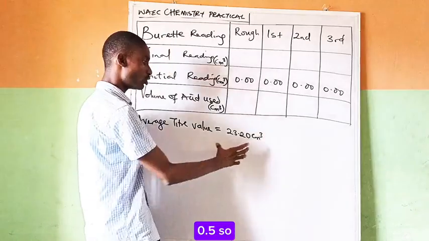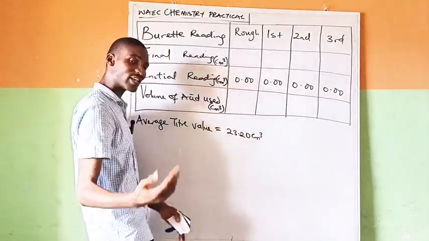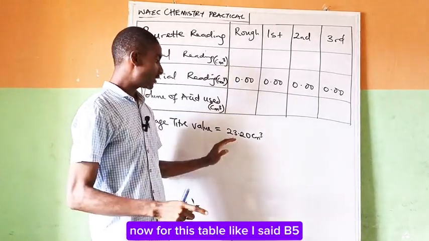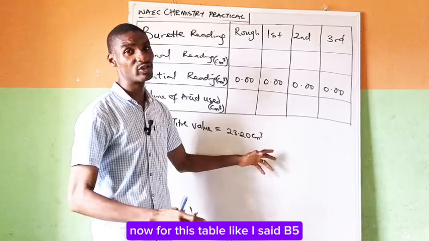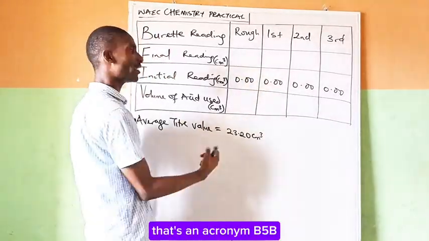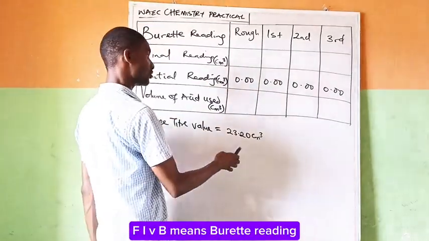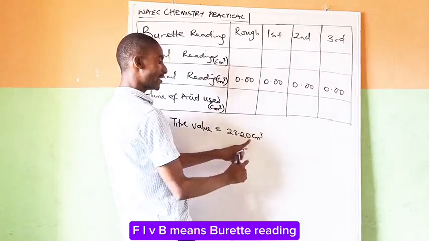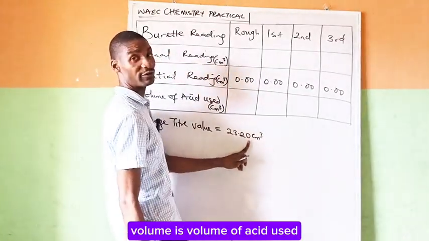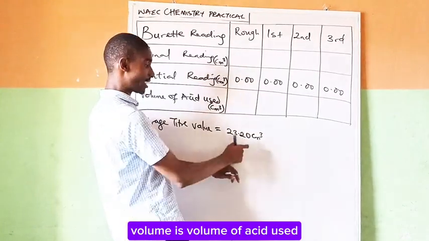So I'm about to use 23.20. Let's assume you were told that your average titer value, the range is somewhere around 23.20. So to plot this table in a very simple way, what you can do is decide to add 0.05 and remove 0.05 from this value so that you can get this.